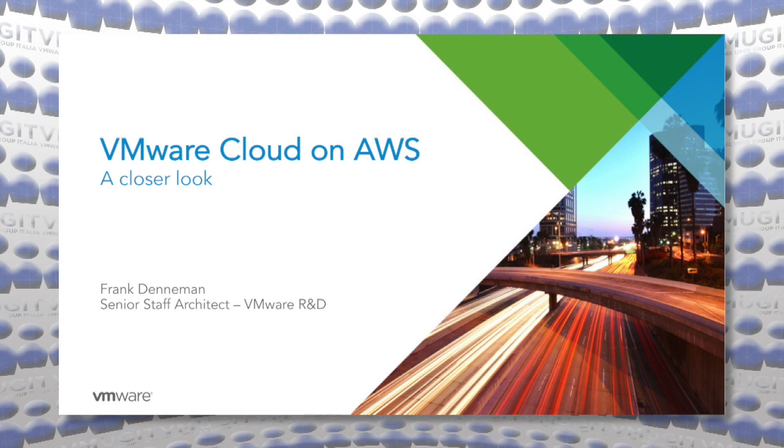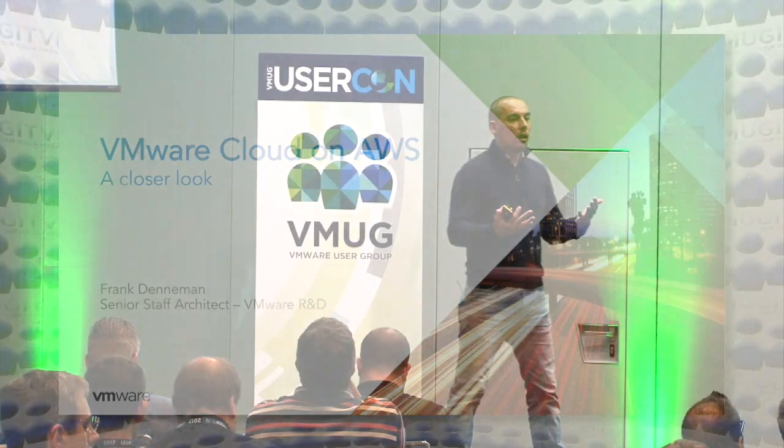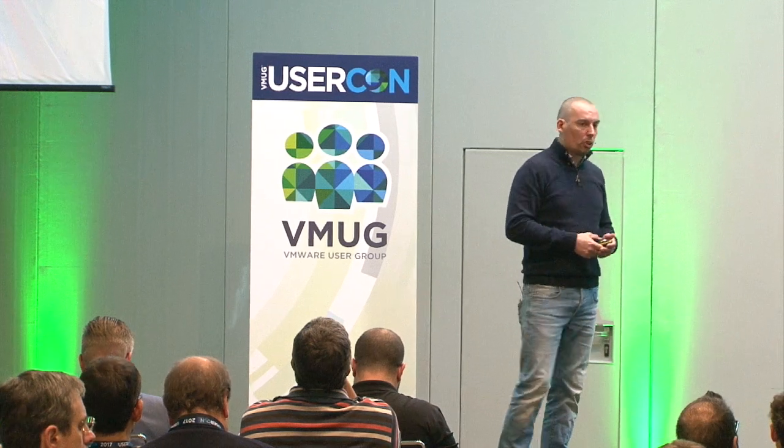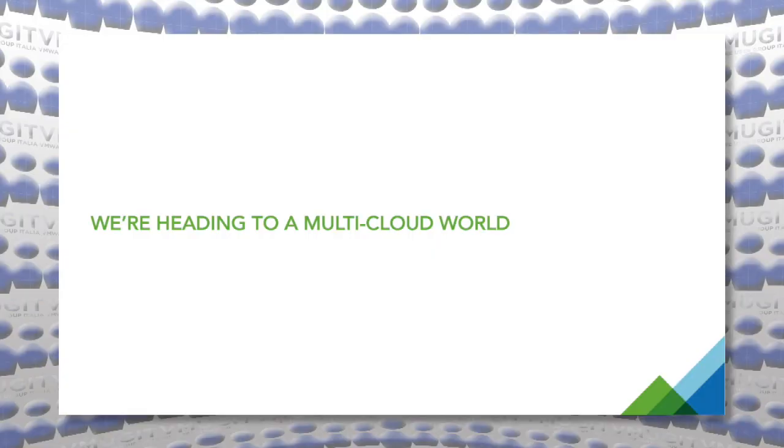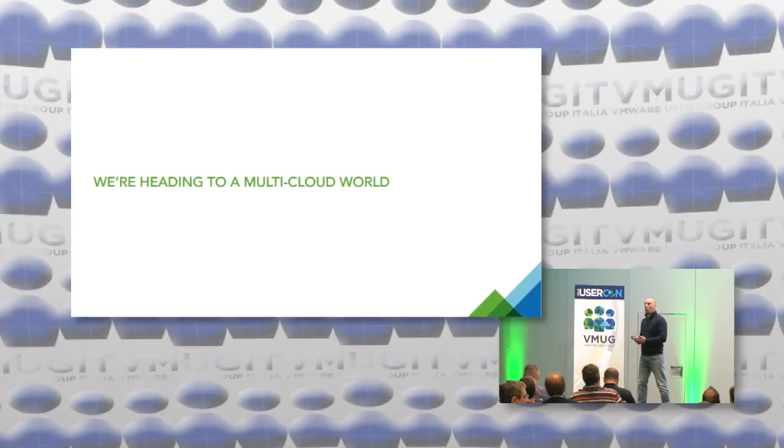What I'm going to do is talk a little bit about why we're doing this and what type of problems we are trying to solve with this solution or this service. So in general, we're all heading to a multi-cloud world. We as VMware are doing this, for example, with VMware Cloud on AWS, but also with the container service together with Pivotal, or with Azure with Horizon.